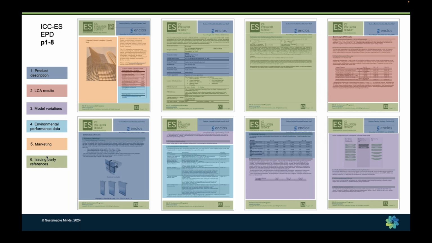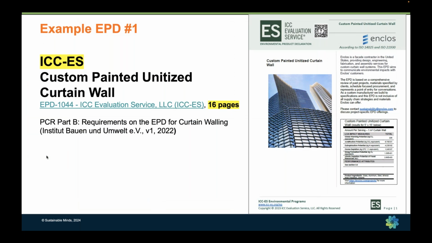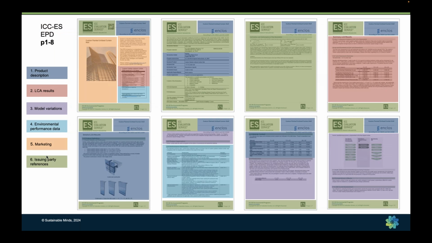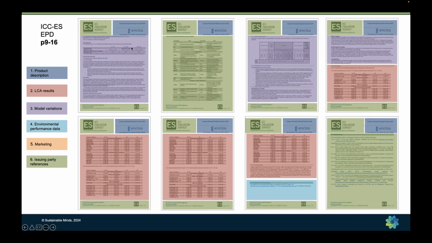Now, again, this EPD is 16 pages. So in the first 8 pages, you'll notice there's a lot of description, there's some LCA results, there's a lot of issuing party related references. There's the marketing content, which is a picture with an introduction to the product. And the last 8 pages is largely the variations in the modeling, a lot of LCA results, and again, a lot of issuing party related references.